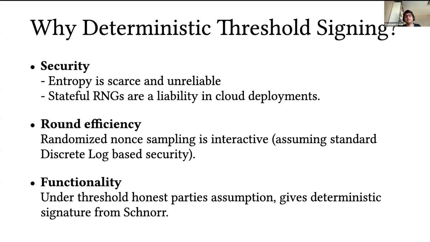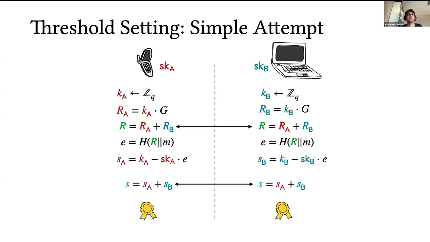The other is functionality, right? If you're willing to assume that no more than a certain threshold of nodes are compromised, then we can now get a deterministic signature from Schnorr. And this can be useful for a number of things. It's useful for debugging. It's useful for checking that everything is running correctly. You can now also use deterministic signatures to seed randomness elsewhere or something. Yeah, that depends on whatever application is using this.